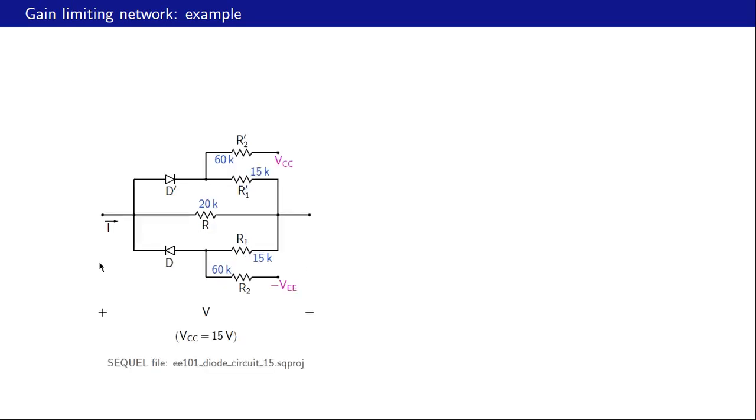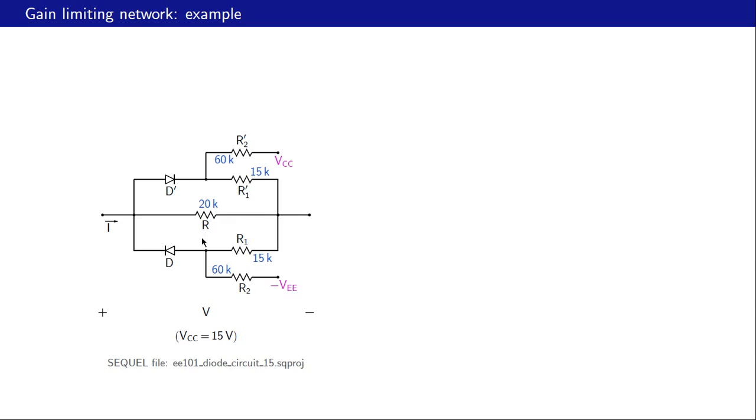Second example, we have two diodes here, D and D prime, and we want to look at how this current I varies as a function of this voltage. This VCC is a power supply equal to 15 volts, minus VEE is minus 15 volts, and the resistance values are indicated here in the figure.